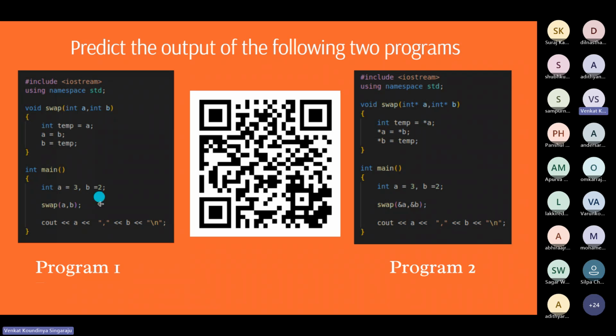But why is it not reflecting here? Why do you still get 3 comma 2? It's because the A and B which you find in the function main are different from the A and B which you find in the function swap.